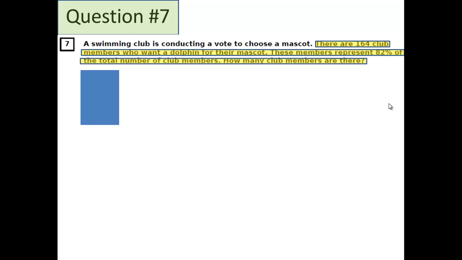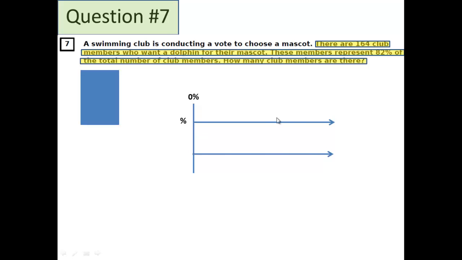You have the 164 club members, and these members represent 82%. Now, every time I see a percent, I'm drawing myself one of these, also known as a double number line. And every time I draw one of those, I'm going to label, let's see if you remember, over here. Go ahead and call it out. Every double number line we label with what there? Go ahead. Yeah, if you said percent, you'd be correct.